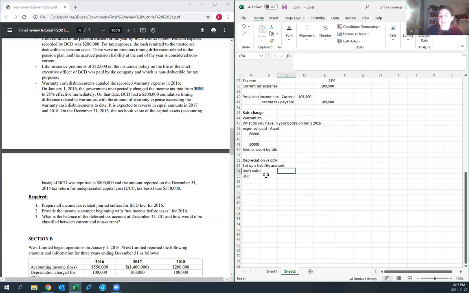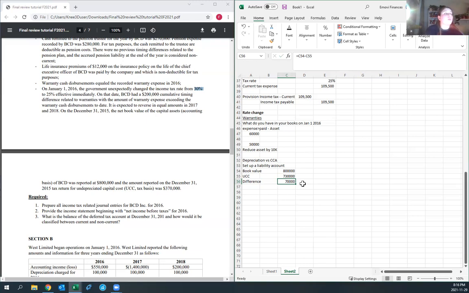The book value is $800,000 and your UCC is $730,000. I made a mistake here. Switch it because otherwise it's a really big difference. So your difference between the two is 70,000. So that 70,000 is going to get reversed eventually. It's going to become zero as time goes on, as the asset is more depreciated, as the asset is more CCA'd. But for now, the difference is 70,000.